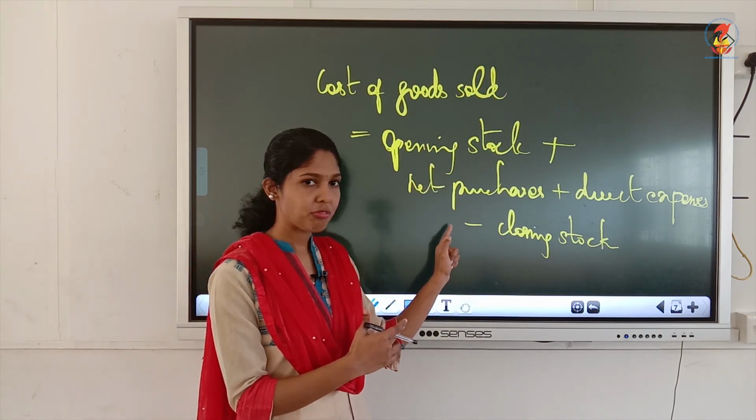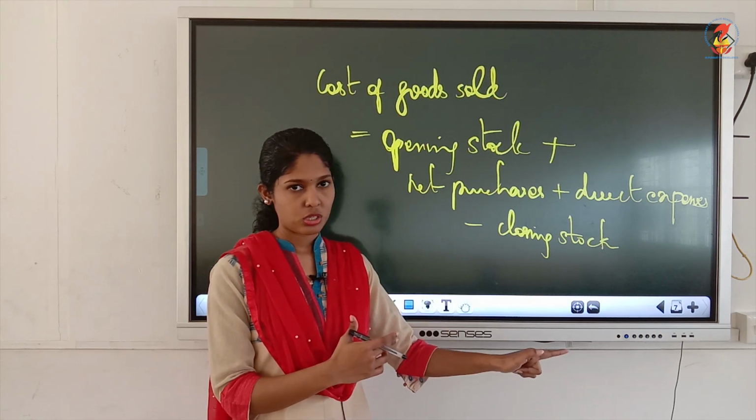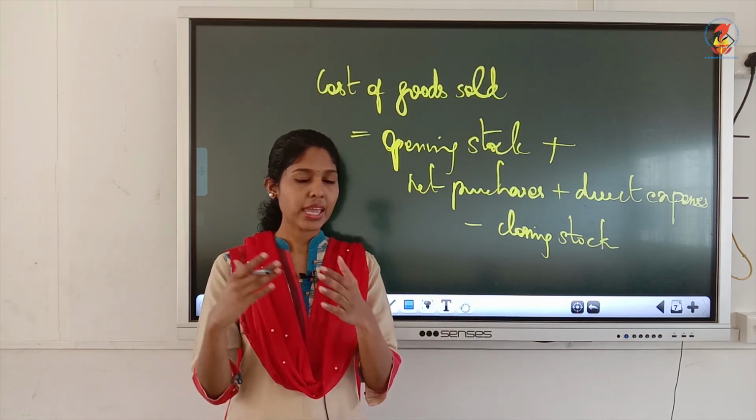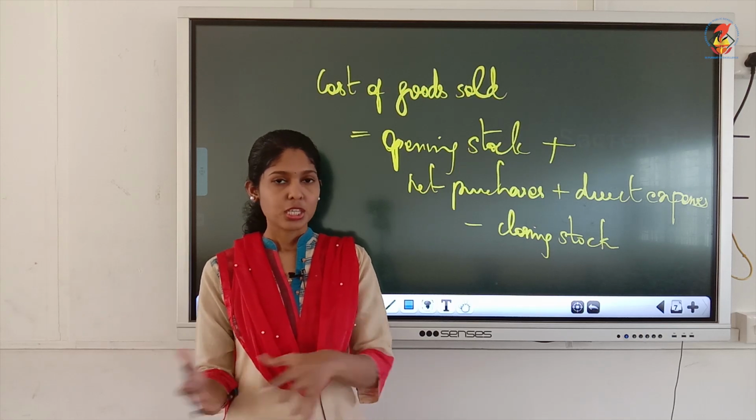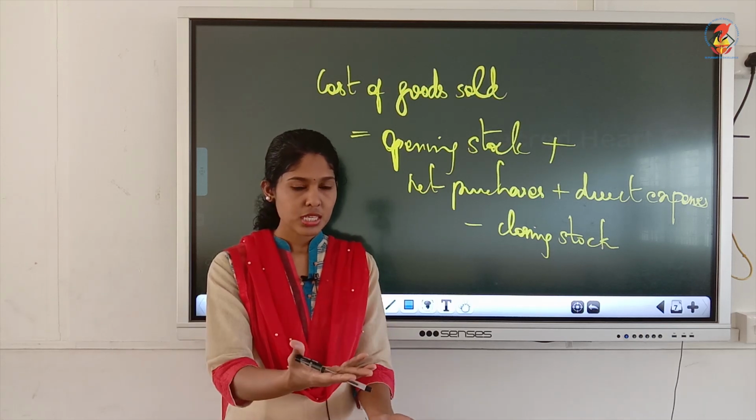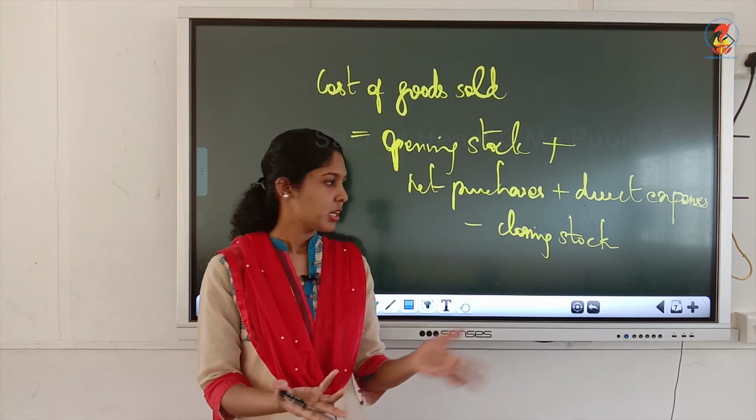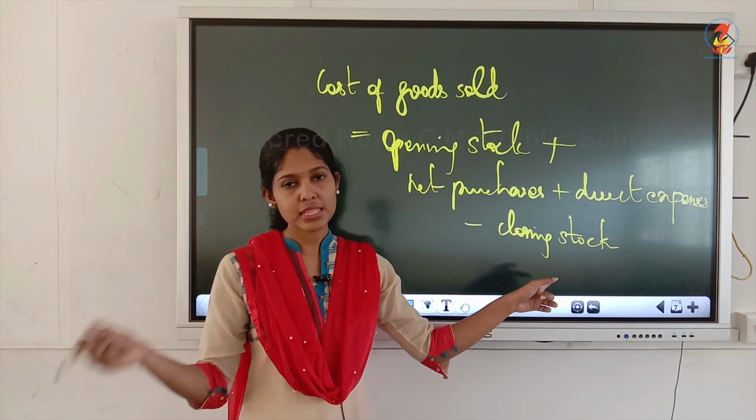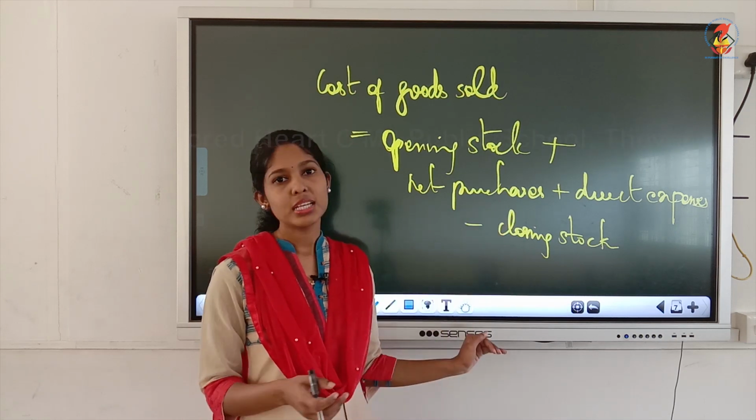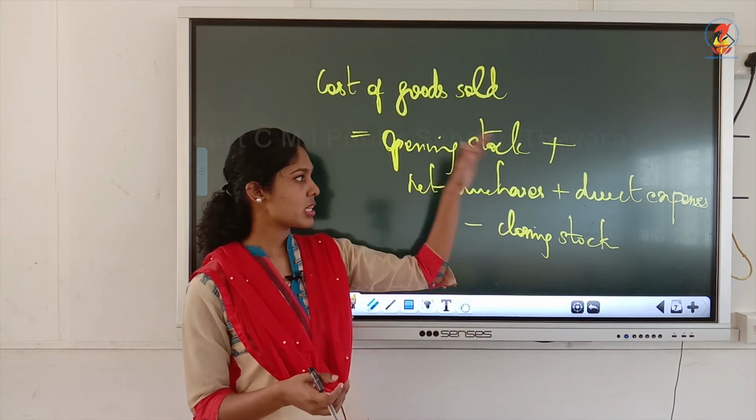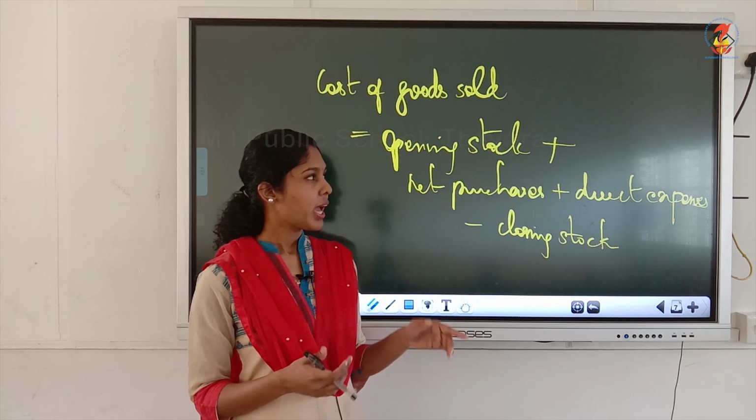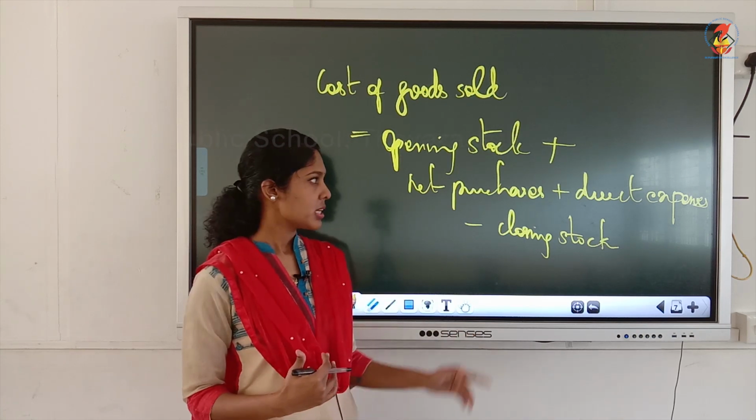Then one item you have to less, that is closing stock. Closing stock means stock at the end of the year. During the year you will sell some goods. Now, what we have not sold will remain as closing stock by the end of the year. So, that we will deduct. Understood? So, this is the formula you have to learn, and while you do this trial balance, just look into this formula.